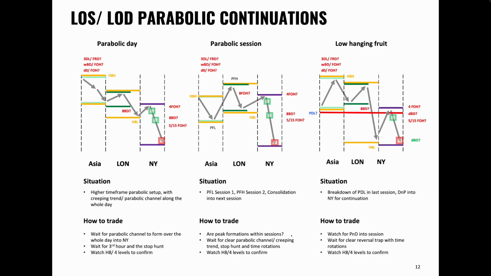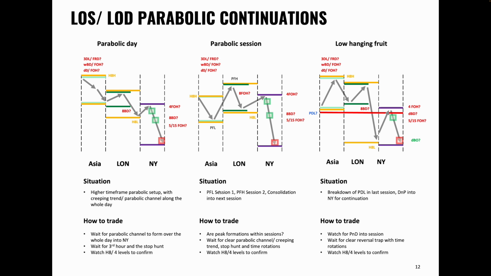Parabolic session and low-hanging fruit. We will discuss those two together because I have one example that covers both. And also low-hanging fruit, we already saw 2 examples more or less. So this is often in combination with one of the other setups, of course, because it might just be a continuation of any setup. Of course, it's always better if you have a parabolic one, but in theory it can happen with all the setups. So parabolic session, what does it mean?